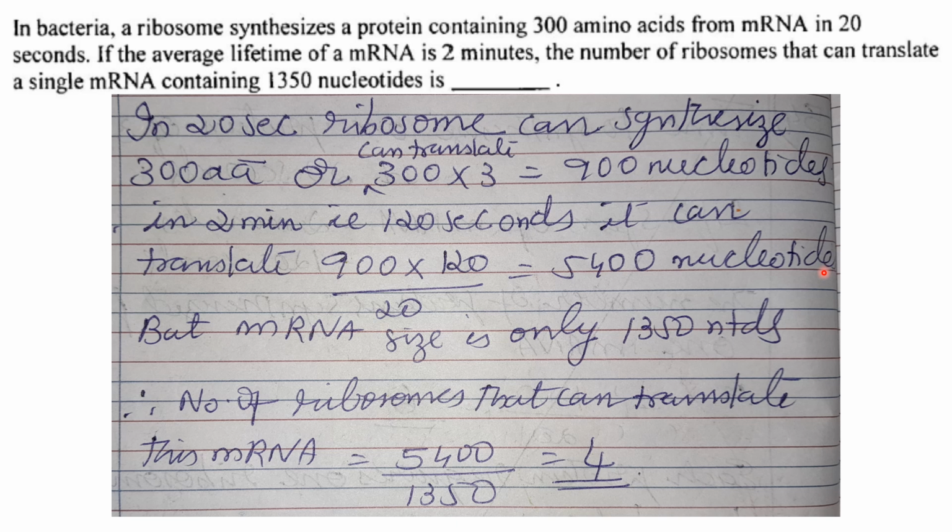Now our mRNA is only 1350 nucleotides. So how many ribosomes will be required that can translate this mRNA? Divide. 5400 divided by 1350, that is equal to 4.